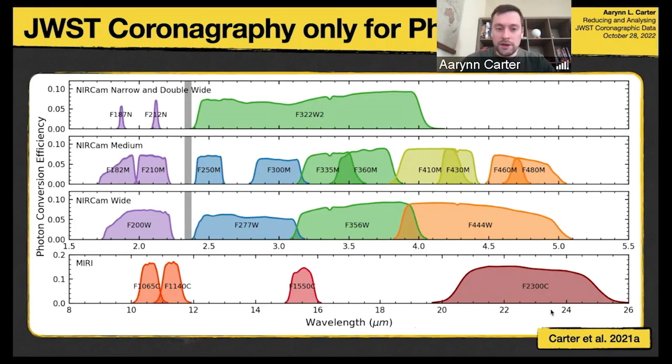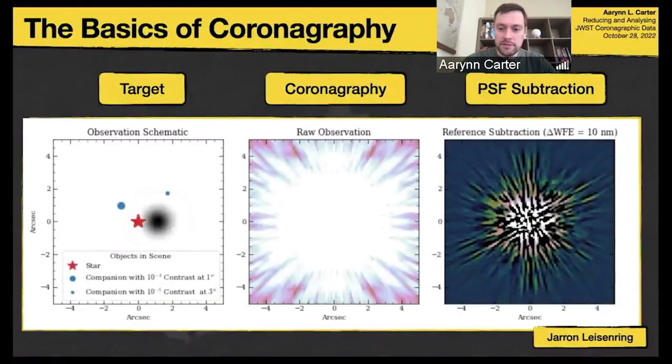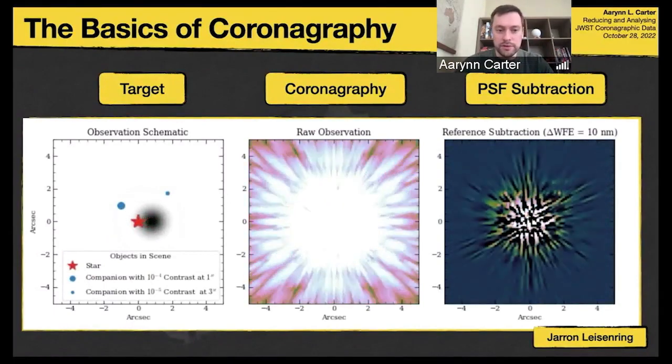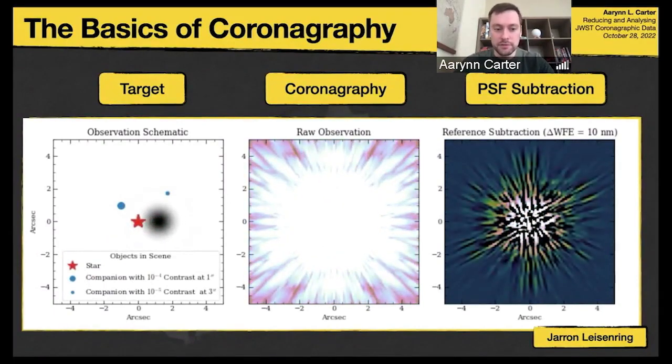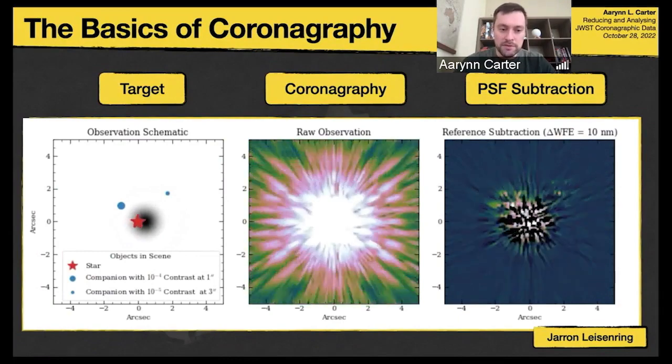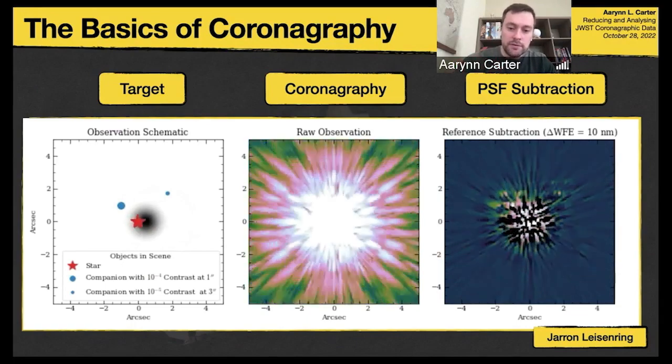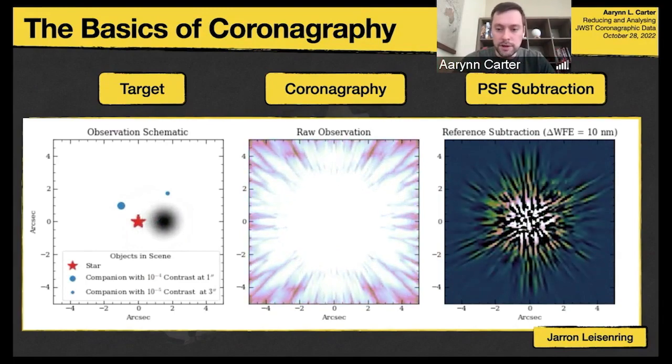So what might you want to use coronagraphy for? Well, in my case, for my science, I use it to look for planets. So here's a GIF, as you can imagine, of what coronagraphy does. On the left here, we have some astrophysical scene, and this black blob is the coronagraph. And you can see as you move that coronagraph in front of the star, it blocks the light from the star and diminishes quite significantly the flux we receive from it.